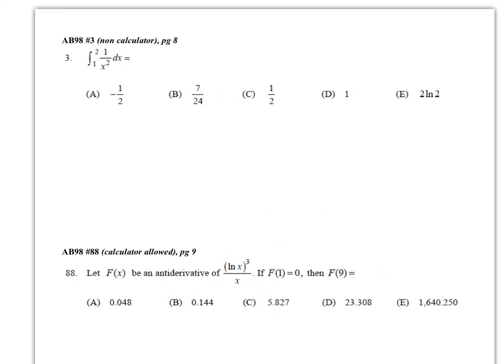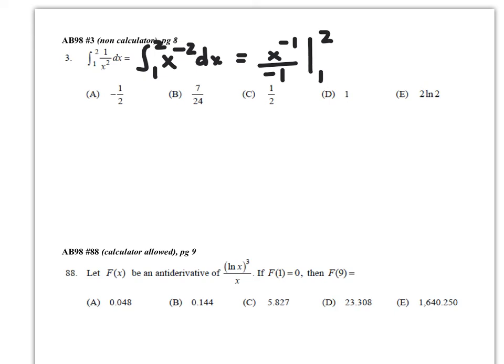Alright, non-calculator. Integral, or the area from 1 to 2 under the curve 1 over x squared. Well, I'm going to go ahead and write this as the area, or the integral, from 1 to 2 of x to the negative second dx. So recall, I am going to add 1 when I bring that down, right? So I'm going to add 1 and divide by that same thing. And now I'm going to evaluate that from 1 to 2.